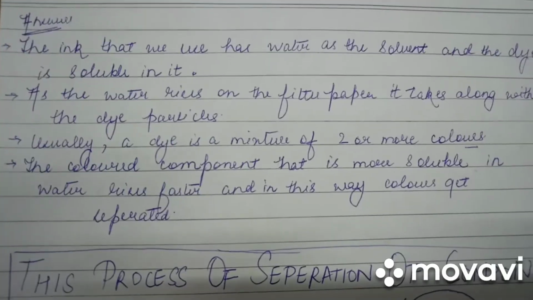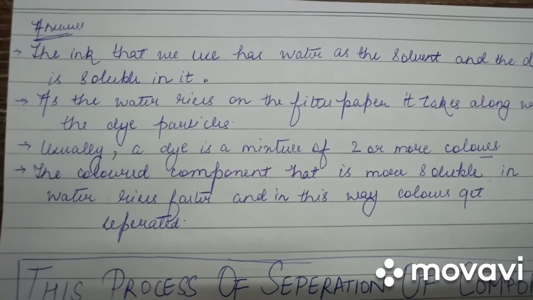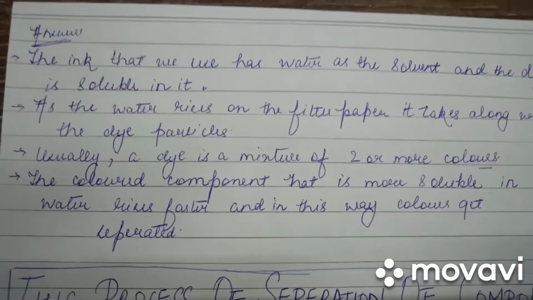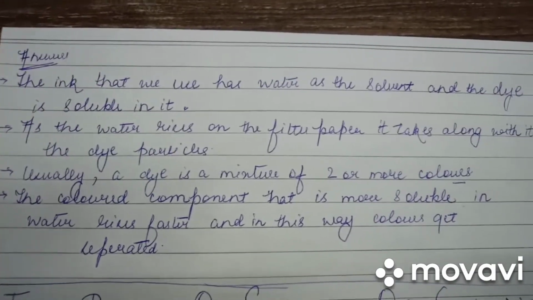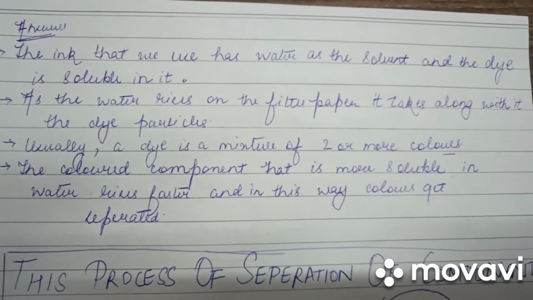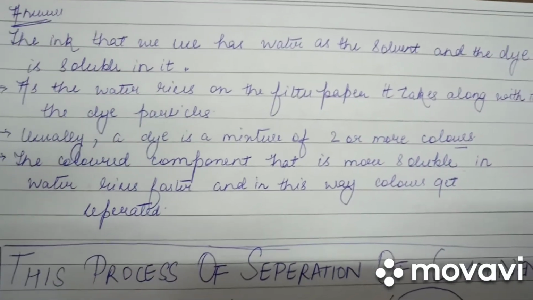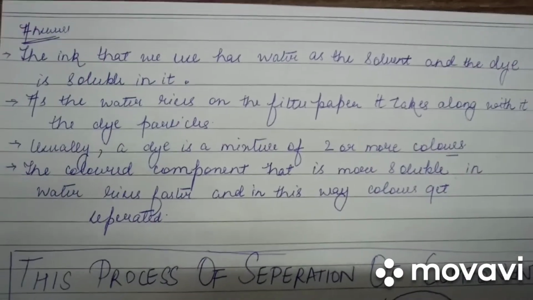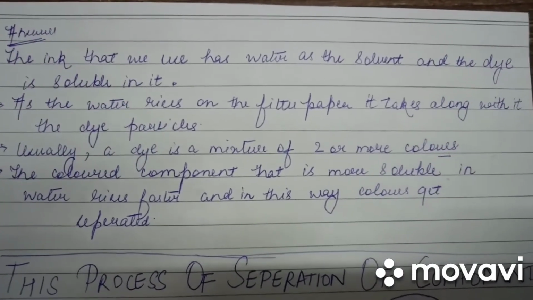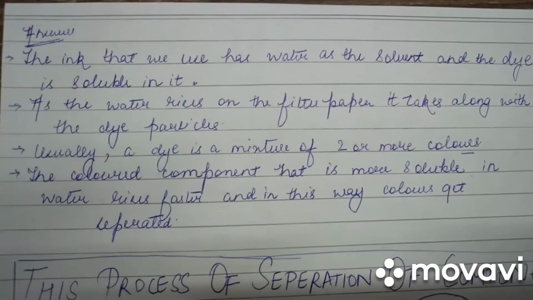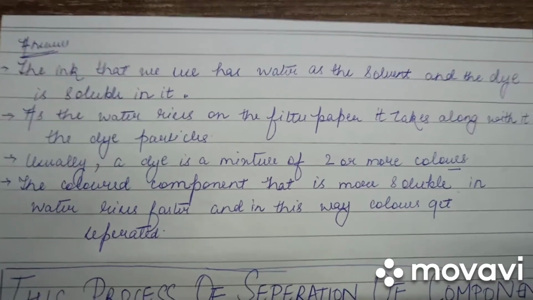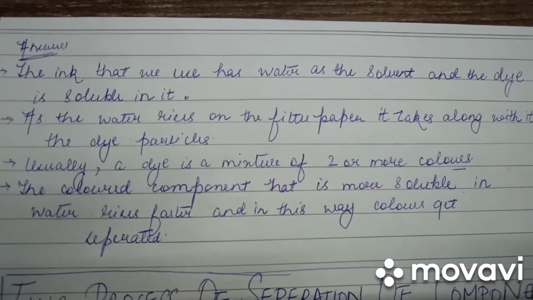Well, now the component of the dye which is more soluble in water rises faster, as a result of which the colors get separated. This process can be understood in three steps. The ink that we use has soluble components in it. As soon as the filter paper is dipped in water, the water takes along with it the dye particles. And the component of the dye which is more soluble in water rises faster and gets separated.